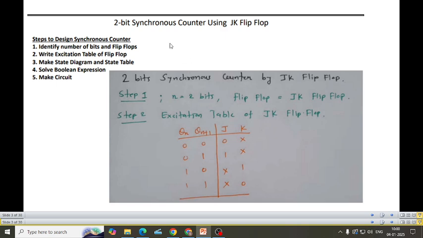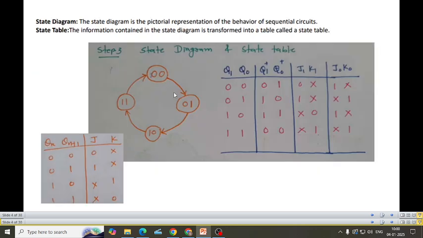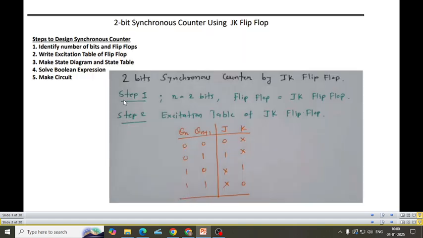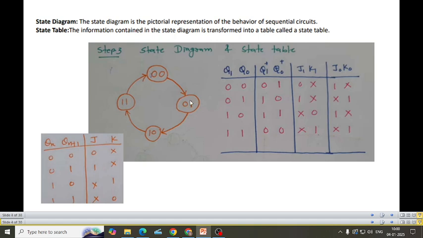If they ask to design a 2-bit synchronous up counter, listen, up counter. When I say up counter, it means 00, 01, 10, 11. If I say down counter, then it should start with 11. It should go to 10, from 10 to 01, from 01 to 00, and from 00 to 11. So that would be for down counter. But this whole presentation is about the 2-bit synchronous up counter, where we move from 00 to 01, 01 to 10, 10 to 11.